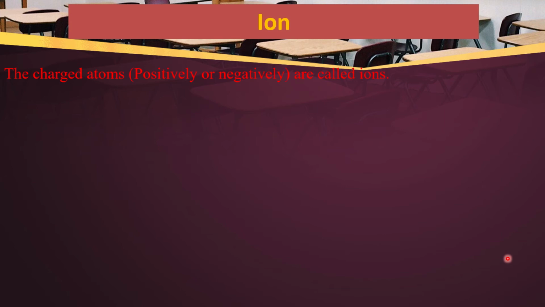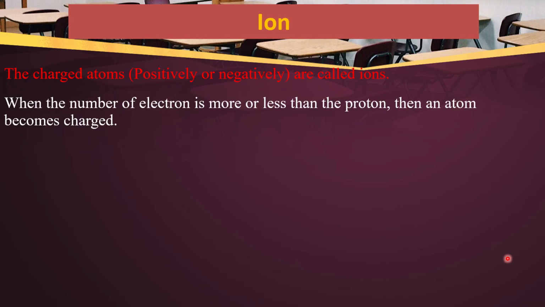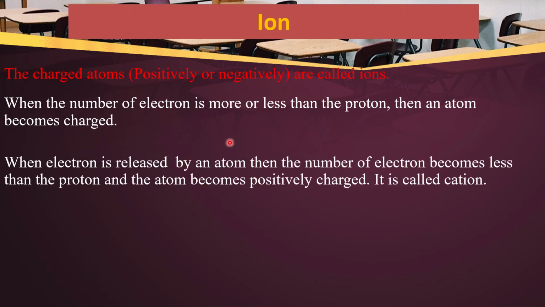The charged atoms, positively or negatively, are called ions. Now dear students, already you know why an atom becomes charged. When the number of electron is more or less than the number of proton of an atom, then the atom becomes charged. So when the number of electron is more or less than the proton, then an atom becomes charged.